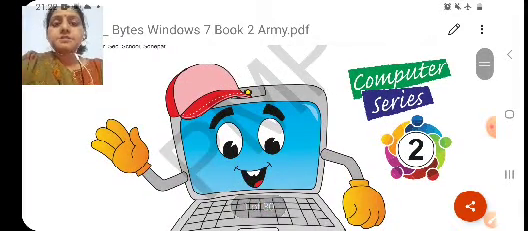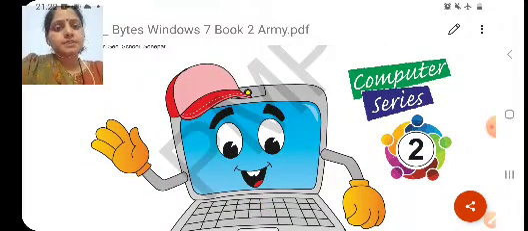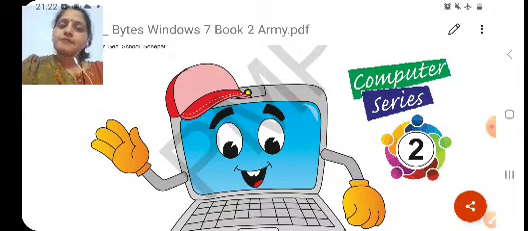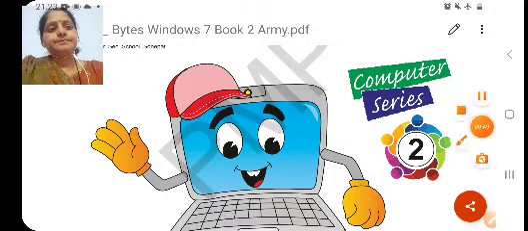Children, in our previous video we had completed chapter 2, that is uses of computers. In this chapter we studied about different uses of computer, and on the basis of different uses the computers are found at different places, and at different places it performs different tasks. So children, we studied about the different places where computers are found and the different tasks which we do at different places using the computer. So children, let us revise the chapter and proceed further in the chapter.